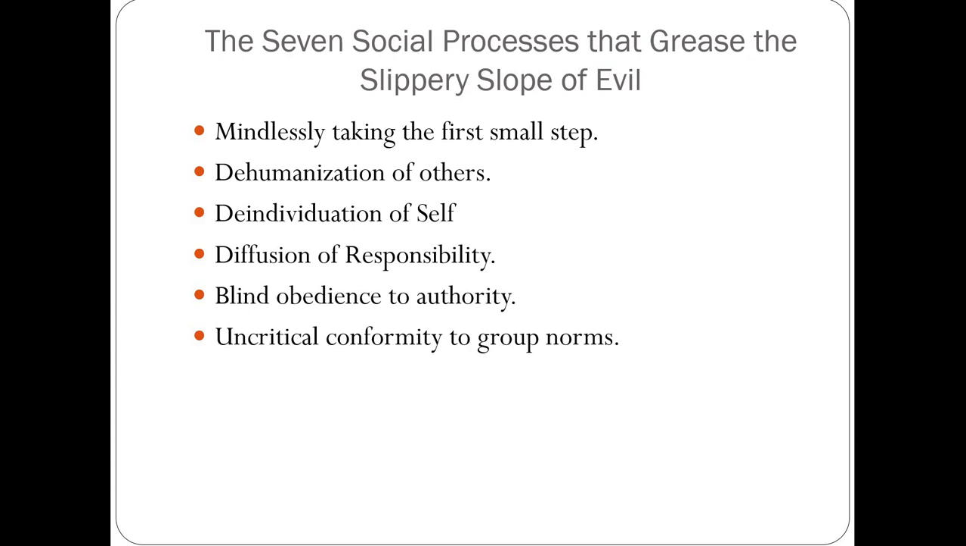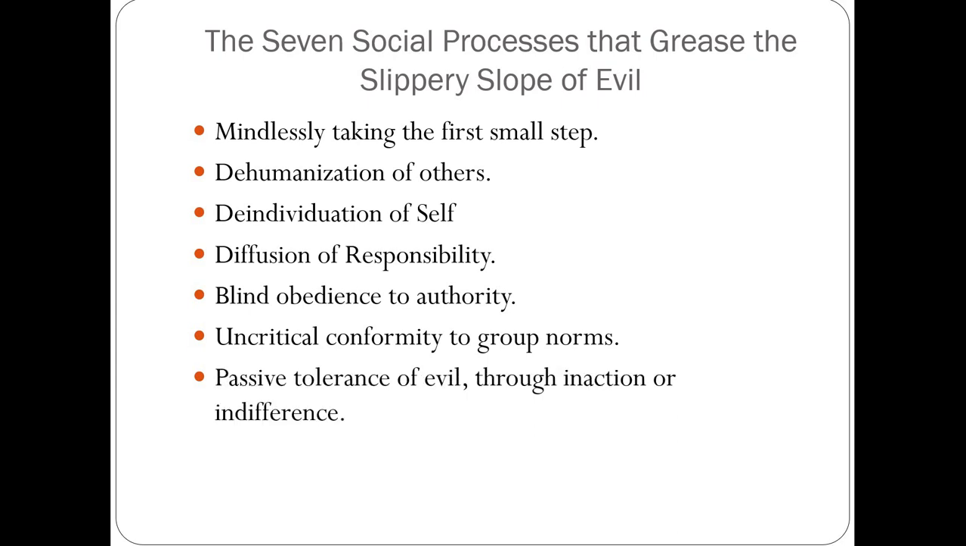Uncritical conformity to group norms is the next one. And then passive tolerance of evil through inaction or indifference. He'll explain this more in the TED Talk, so take a look at that and then write about it.